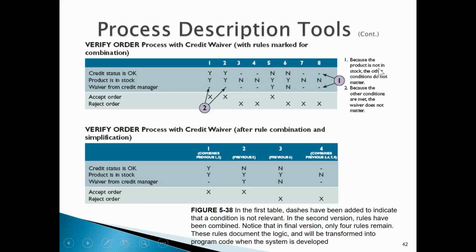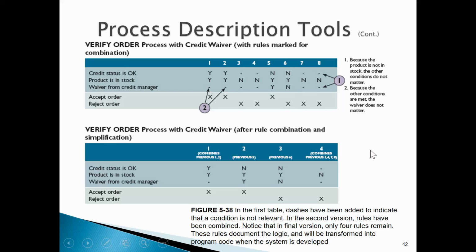Because the product is not in stock, the other order conditions do not matter. If it's not in stock, then the waiver from the credit doesn't matter. It's not in stock, so we can short circuit and say no. Versus here, because the other conditions are met, the waiver does not matter. Because their credit was okay, we didn't need the waiver. Here, you notice their credit was not okay, so we have a no, and yes, the product is in stock. So in order to process the order, we need a waiver from a credit manager.